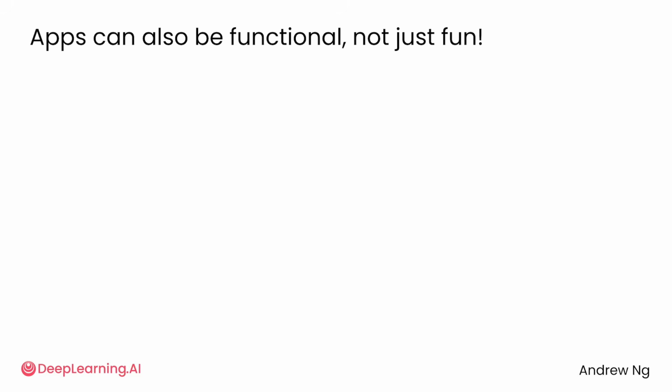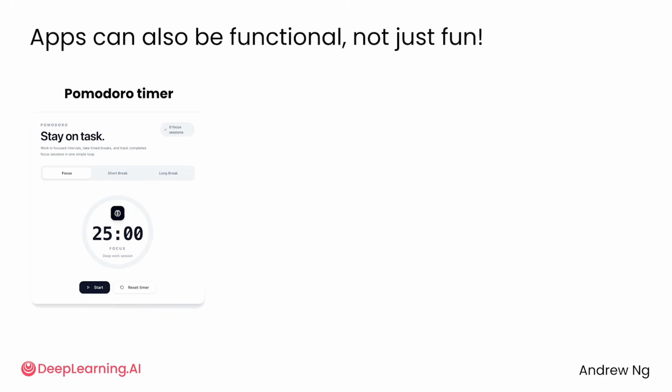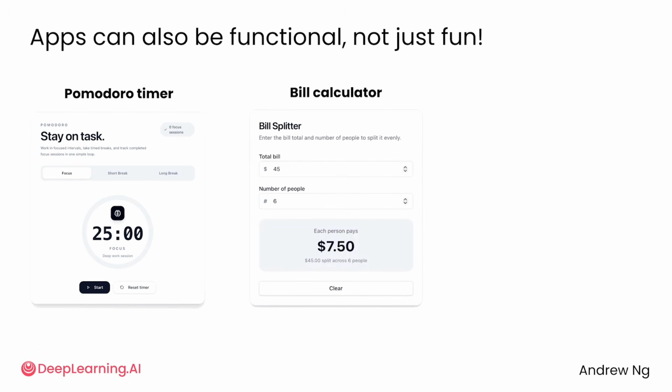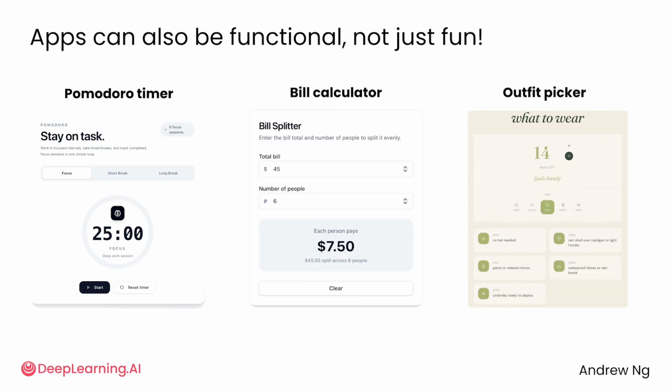For example, you can create a work timer called a Pomodoro timer. This is the type of timer that people use to time their work or studying with 25 minutes of work interspersed with a 5-minute break. Or maybe you can create a bill calculator. Here, you can input the bill and the number of friends you need to split the bill with, and the app can tell you how much each person should pay. Or maybe build an outfit picker app that helps you decide what to wear based on the weather.